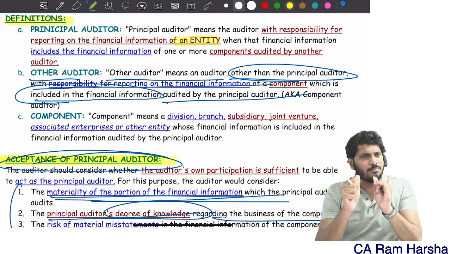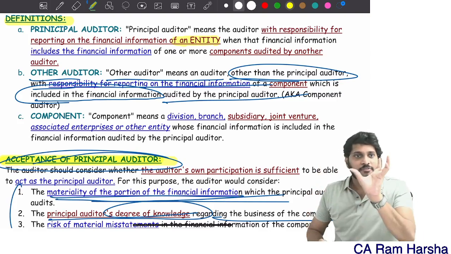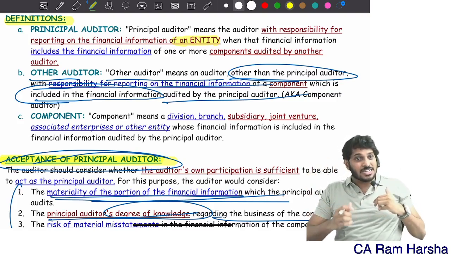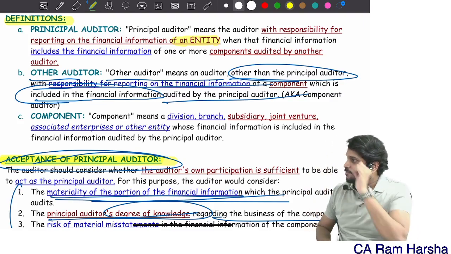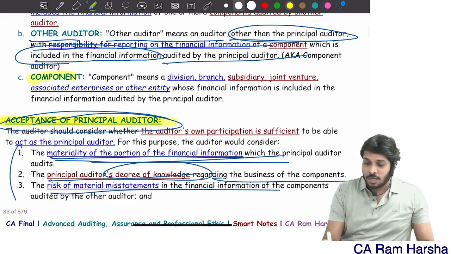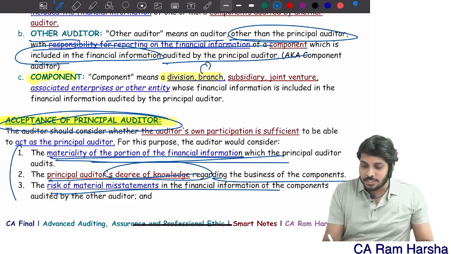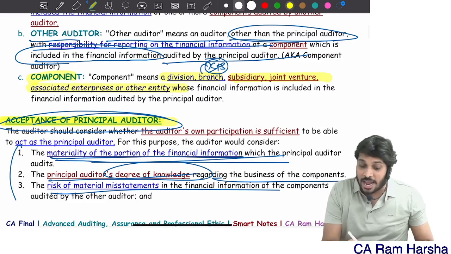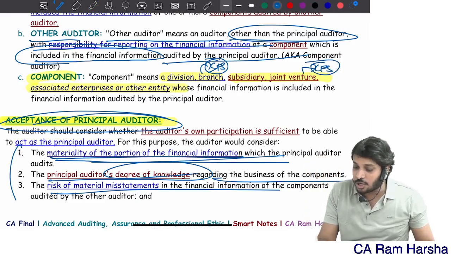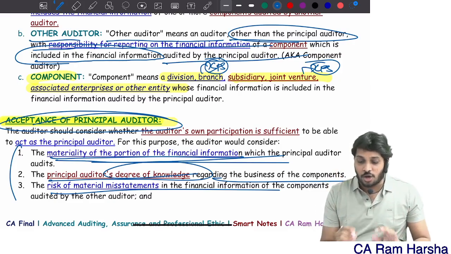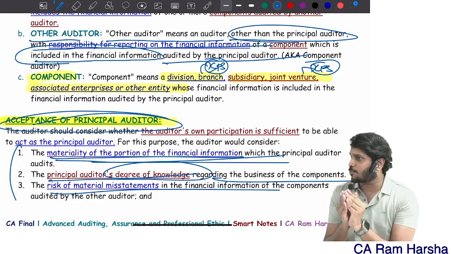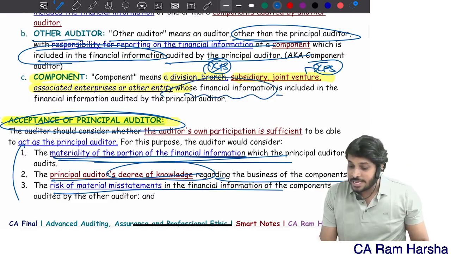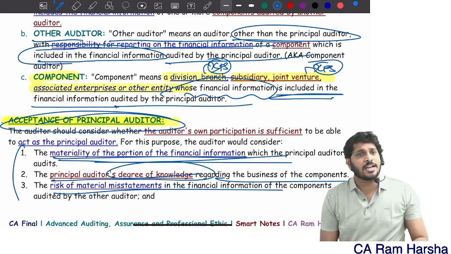Component, why do they use the word component? Why did they not use the word branch? See, for consolidated financials, standalone financials of subsidiaries are components. For standalone financials, branch financial information is a component, correct? So component means it's a division or branch. This is from the standalone financial statements point of view. Component means subsidiary, joint venture, or another entity. This is from the consolidated financials point of view. Component is a division or branch from the standalone point of view. Subsidiary, joint venture from the consolidation point of view, whose information is included in financial information which is audited by the principal auditor.